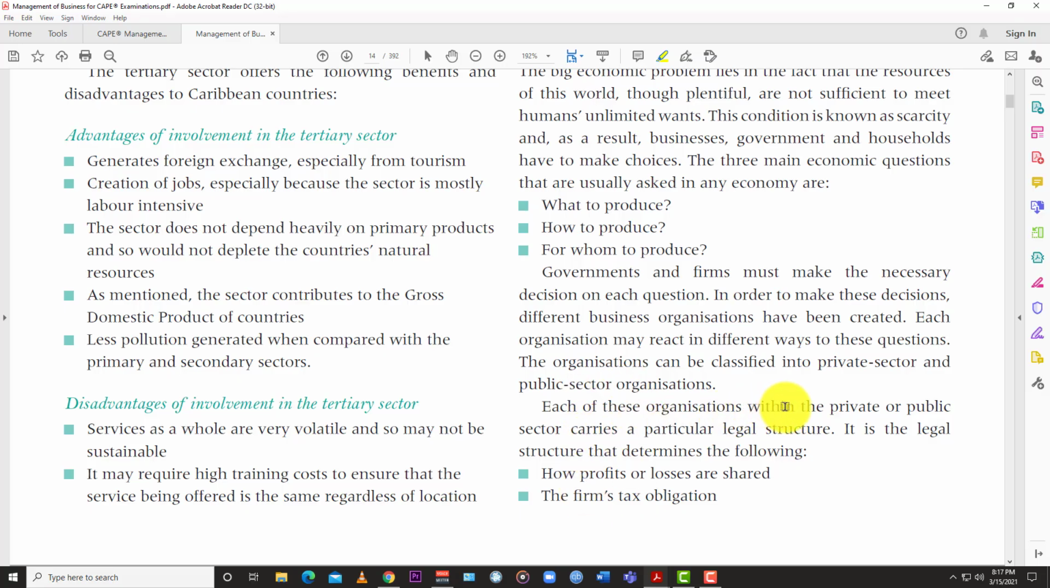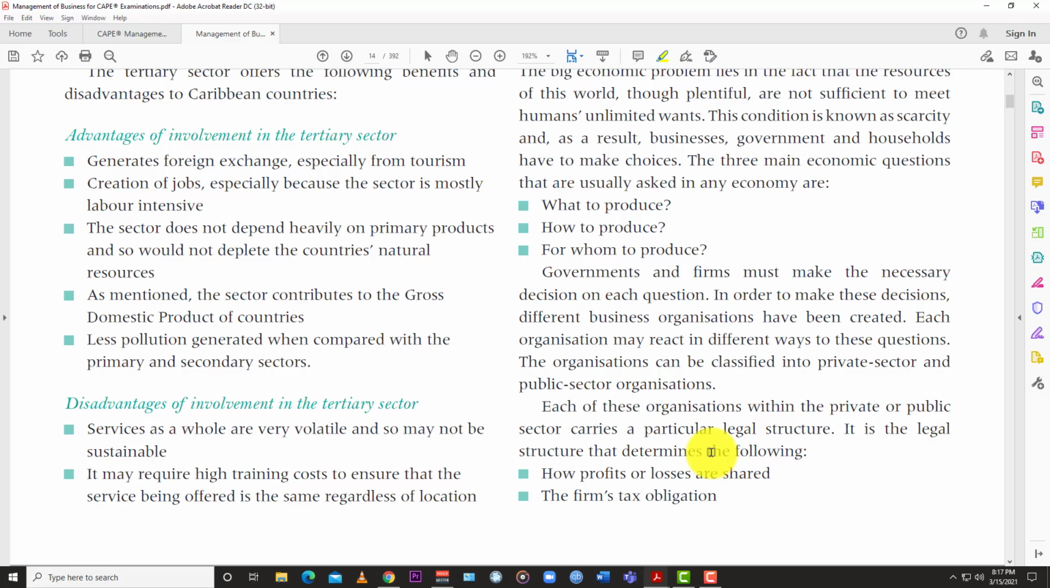Each of these organizations within the private and public sector carries a particular legal structure. It is the legal structure that determines the following. So all of them, the sole trader, the partnership, the private limited company, the public limited company, all those are the legal structures of these organizations. No one structure or no two structures are the same. You are either a sole trader or a partnership or a public limited company, or private. You cannot exercise both at one time.